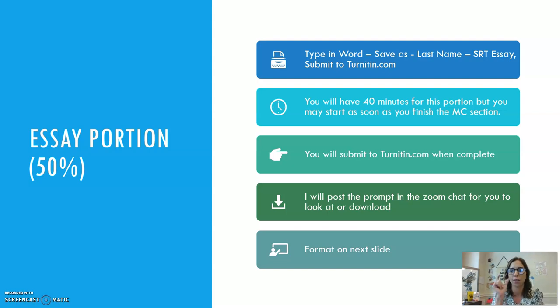You will save it as last name dash SRT. That means summer reading test essay. And you will submit that to turnitin.com. Okay, so I'll have a slot for it there. You have 40 minutes for this portion, but you can start as soon as you finish the multiple choice section. And again, you're going to put that in turnitin.com.